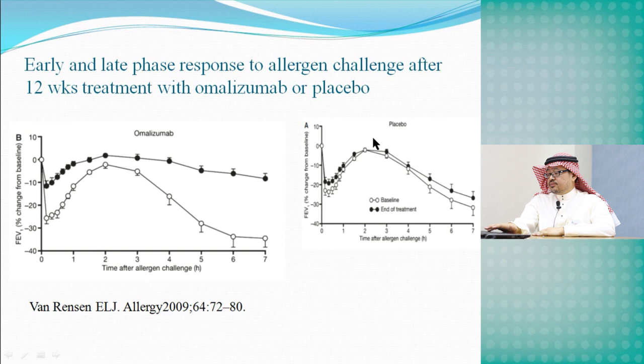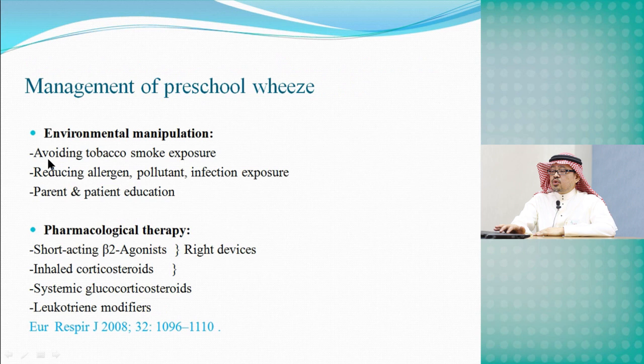The management of the preschool wheeze, we should clarify it according to the presence of the environment manipulations, mainly to avoid tobacco smoke exposure and reducing the allergens, pollutant and infection exposures, and parents' and patients' education. Pharmacological therapy, usually we start with the short-acting beta agonist in the right devices and inhaled corticosteroids, plus or minus the systemic glucocorticoids and leukotriene modifier.